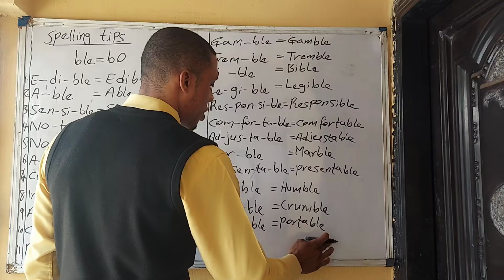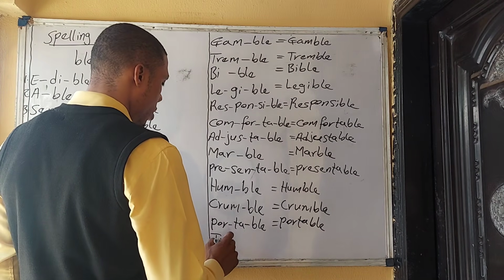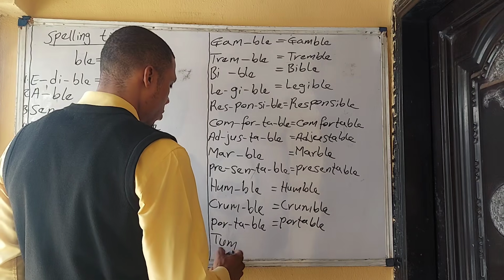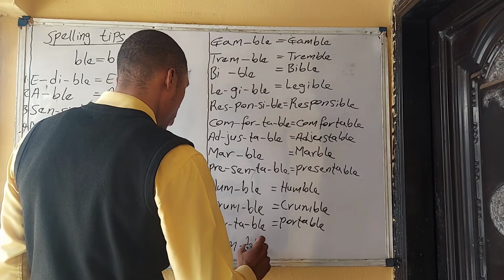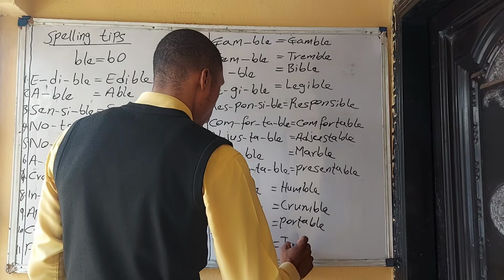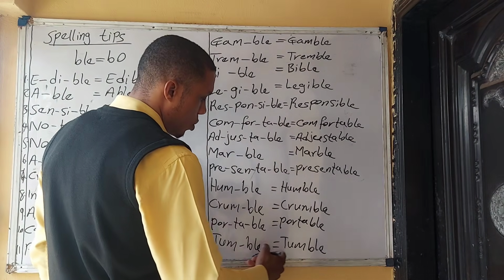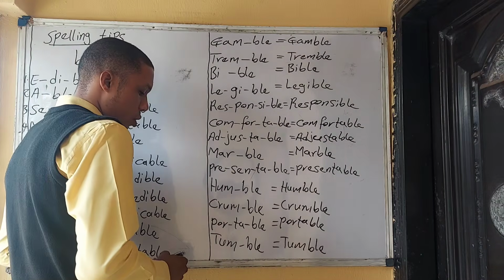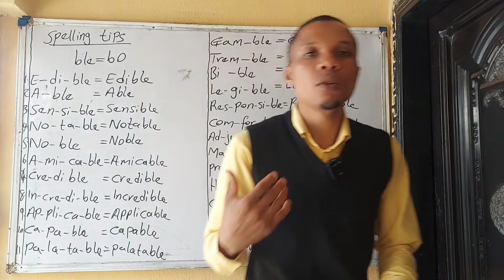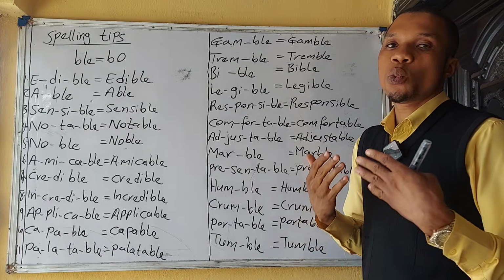Next one we have T-U, is tu. If I add M, it is tum, then we have bo. Becomes tumble. So this is how you learn to spell using the BLE sound, that whenever you are spelling and you hear bo at the end of an English word, use BLE.